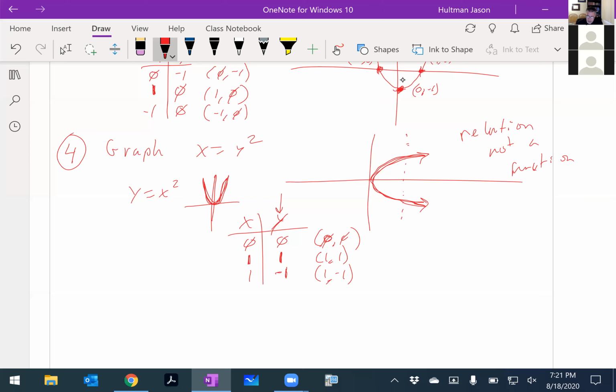Okay, but we can still utilize its properties. It does have a point at 0, 0. It has a point at 1, 1. And it has a point down here at 1, negative 1. Okay, it makes sense.